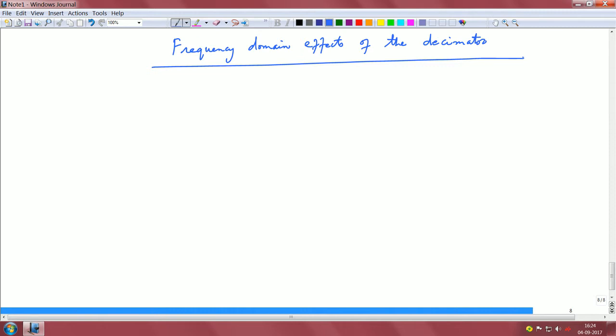Now we saw the effect of downsamplers and upsamplers in the time domain. A natural question that arises is, what are the spectral effects? What is the frequency domain effect of doing downsampling and upsampling? So let us try to investigate into the frequency domain effects of the decimator first.